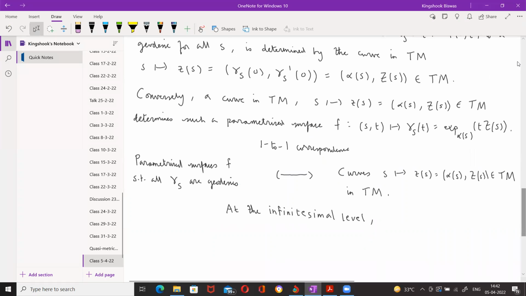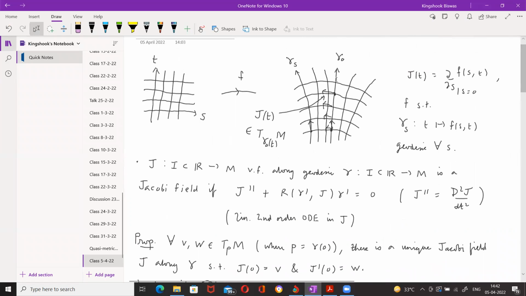So what I mean at the infinitesimal level is, I have this picture, this parametrized surface. I just take a small portion of it close to s equal to 0, right? So close to gamma naught, infinitesimally. Then what should be the infinitesimal object? If I look at s infinitesimally close to 0, what remains of this picture? Just this vector field j, right? That's what you see at the infinitesimal level, you just see j. When s is infinitely close to 0, you just see j.